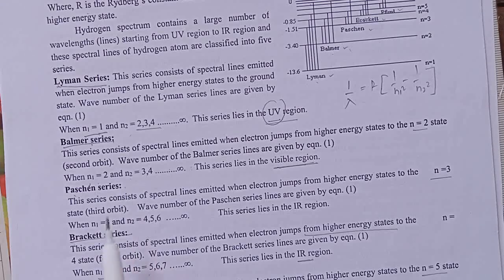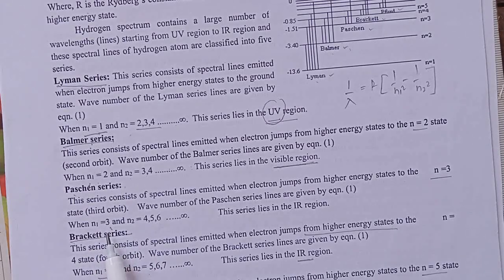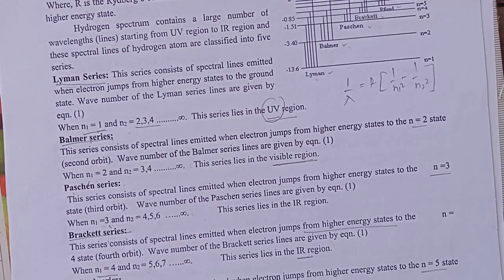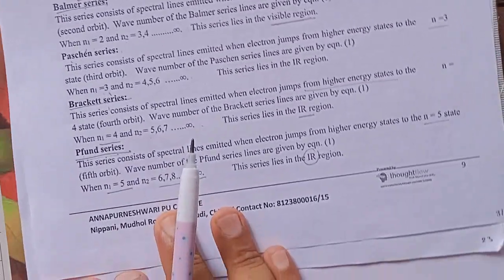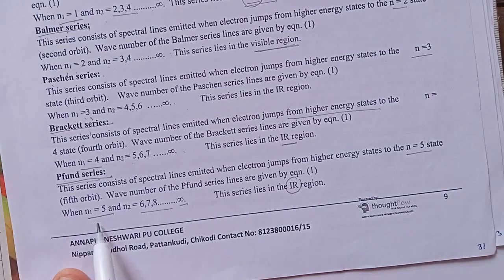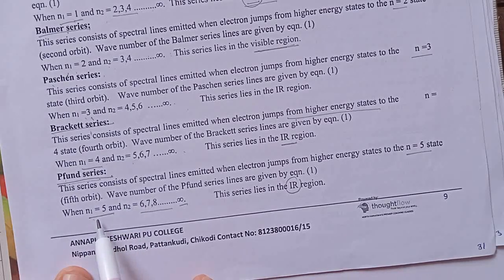Again for the Paschen series, n1 is equal to 3. So the higher states are 4, 5, 6, and the transition takes place from these higher states to the n1 equal to 3 state. Similarly for the Brackett series, the higher states are 5, 6, 7, 8 and so on, and the transition takes place to the n1 equal to 4 state. And for the Pfund series, the higher states are 6, 7, 8, and from these states the transition takes place to the n1 equal to 5 state.